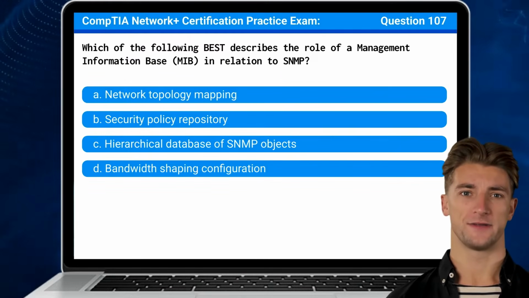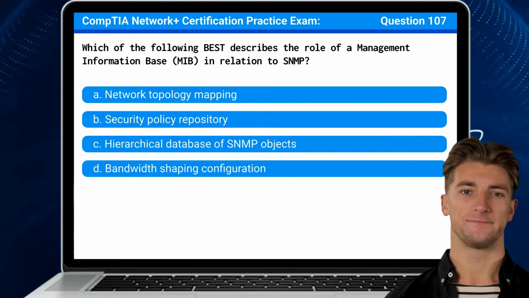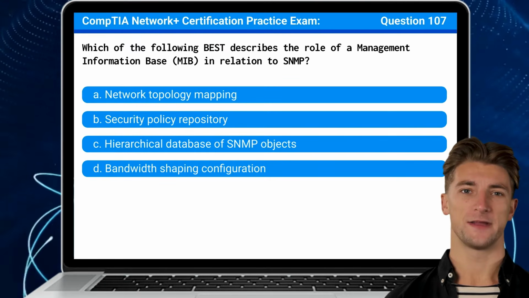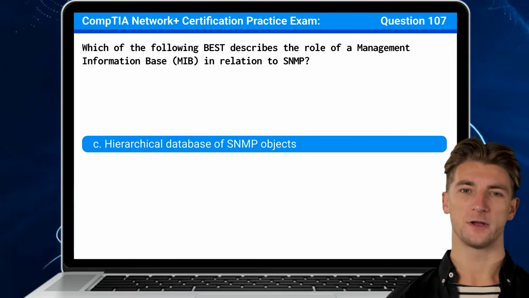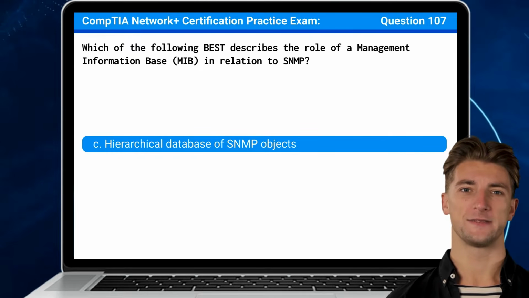Question 107. Which of the following best describes the role of a management information base in relation to SNMP? The answer is C. Hierarchical database of SNMP objects.